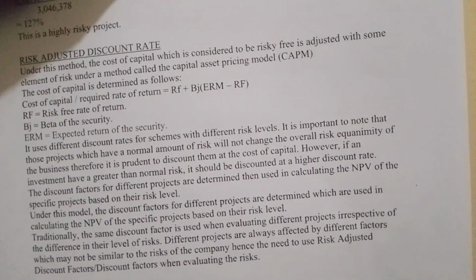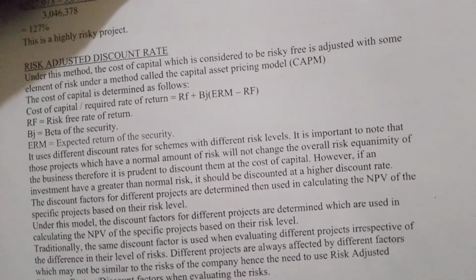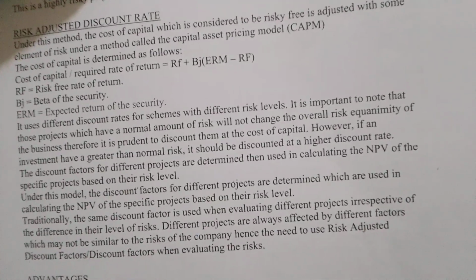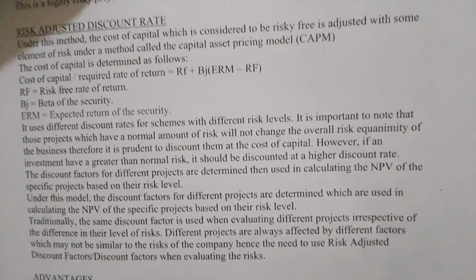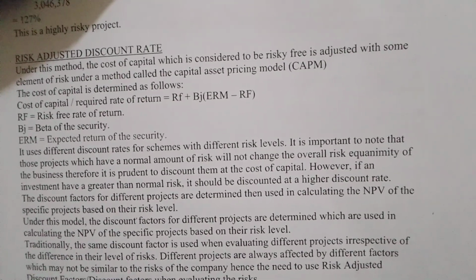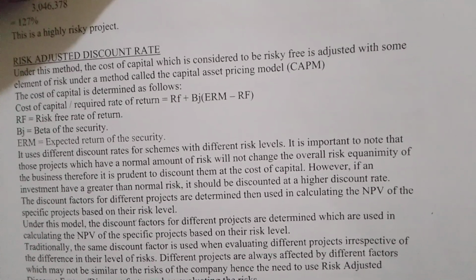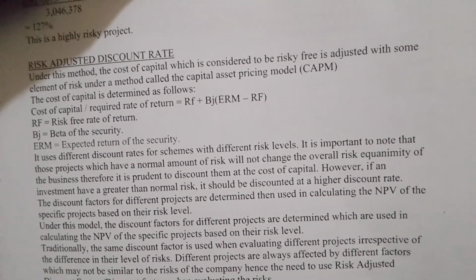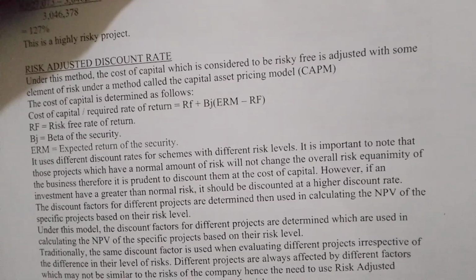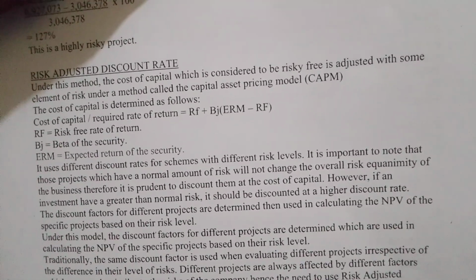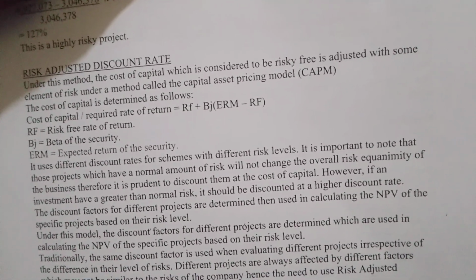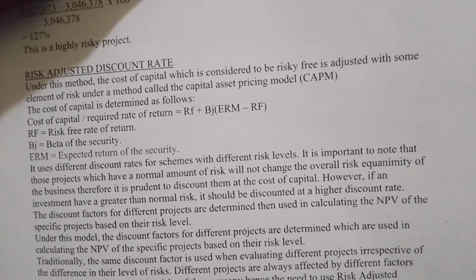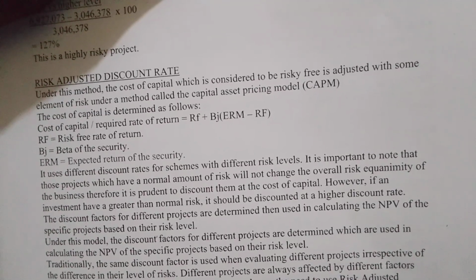We now take risk adjusted discount rate. Under this method, the cost of capital, which is considered to be risk-free, is adjusted with some element of risk under a method called the Capital Asset Pricing Model, CAPM, and I believe you have done CAPM at the lower levels of financial management. The cost of capital is determined as follows.